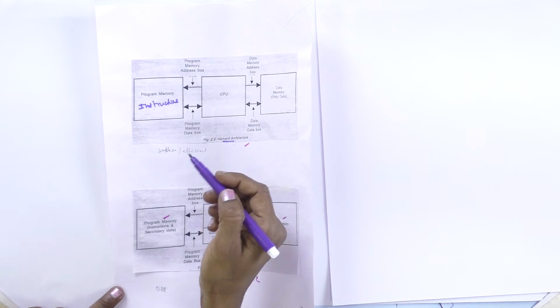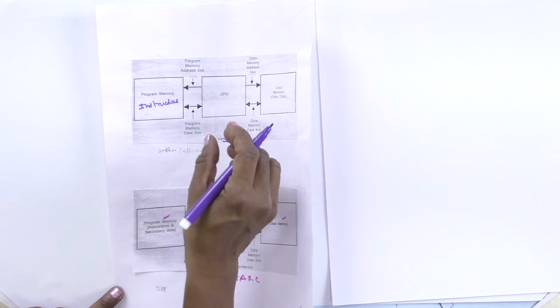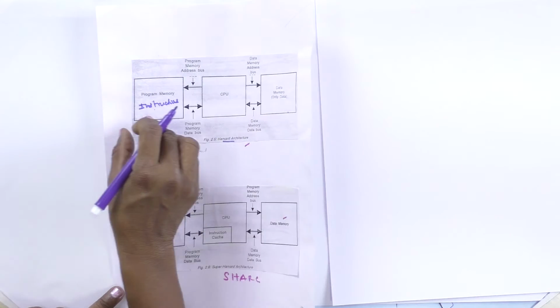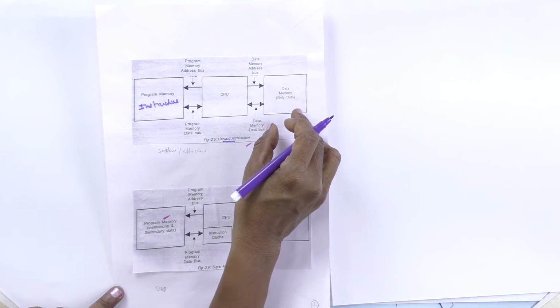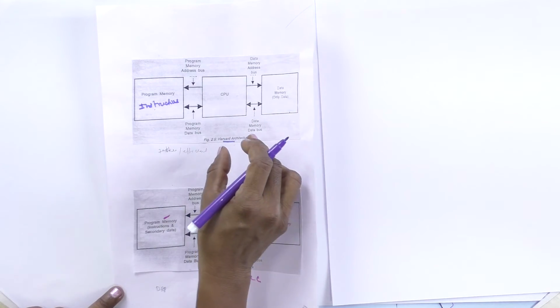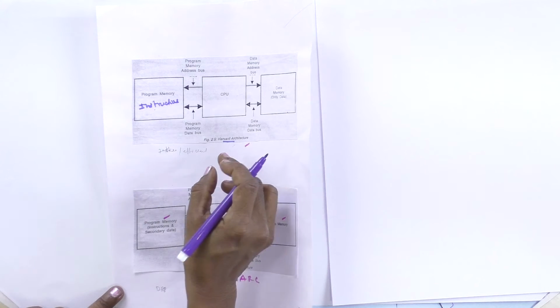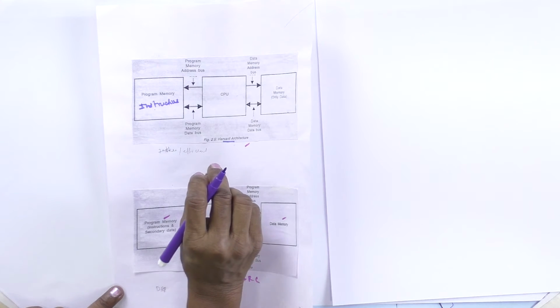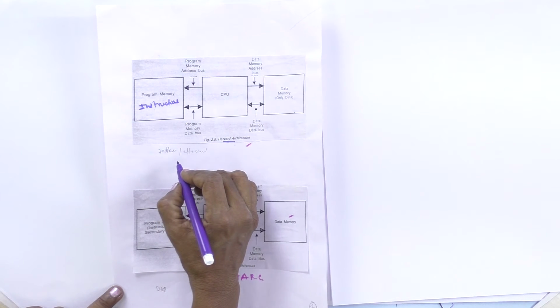So, when we compare this with the von Neumann architecture, the CPU processes the instructions and the data at the same time using the dedicated buses. Because of this facility, this Harvard architecture is faster and efficient.